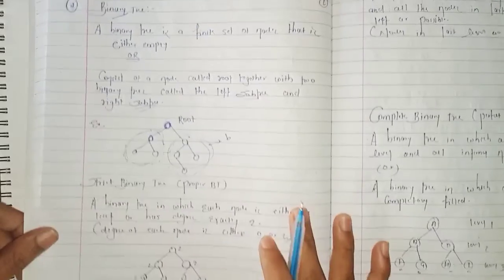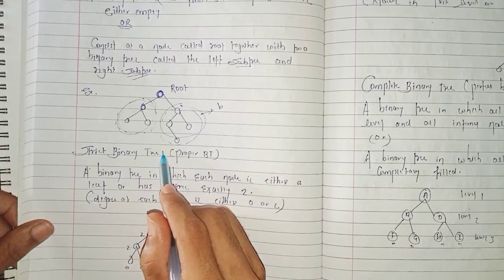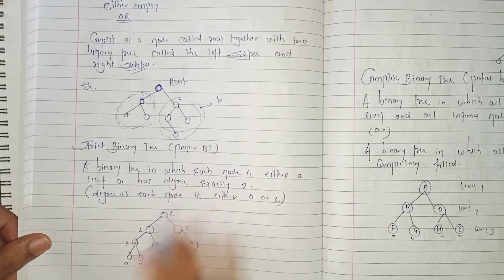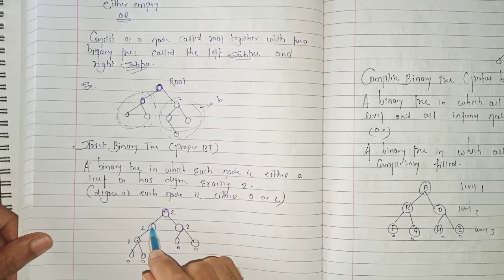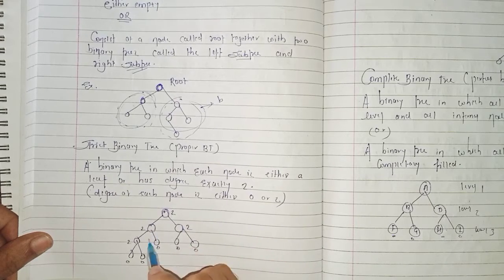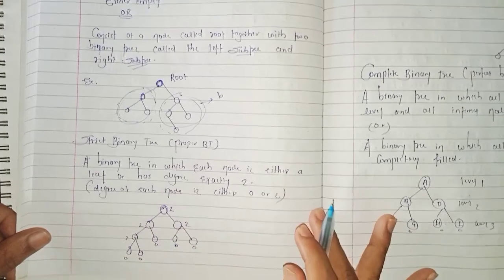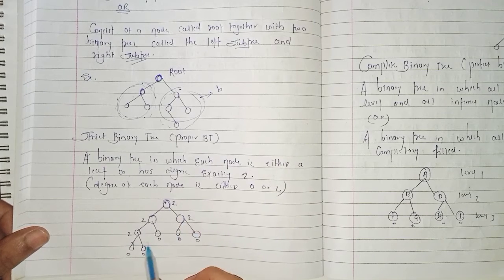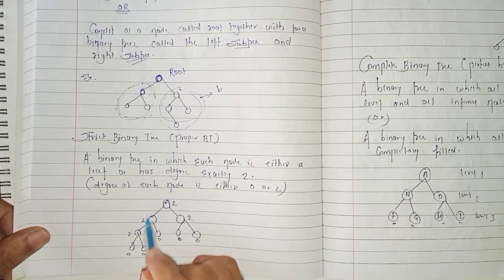Next topic is the strict binary tree, or in other words it is also called a proper binary tree. A strict binary tree is one in which each node has either degree 2 or 0. Degree means the number of children a node contains. Right here in the diagram you can see that each node has degree 2 or 0. The leaf nodes contain degree 0, and the root and other intermediate nodes contain 2.